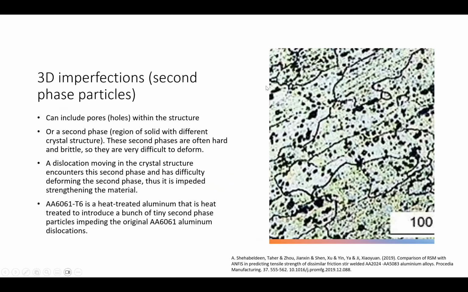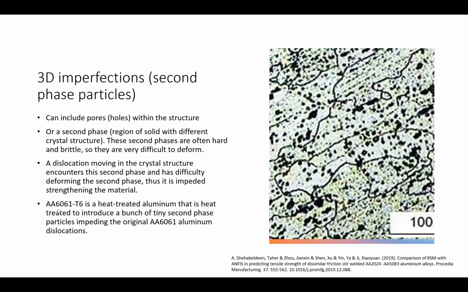3D imperfections or second phase particles. So this can include pores or holes within a structure, or a second phase, a region of solid with different crystal structure. And these second phases are often hard and brittle, so they are very difficult to deform. A dislocation moving in the crystal structure encounters the second phase and has difficulty deforming the second phase. Thus, it is impeded and strengthens the material.